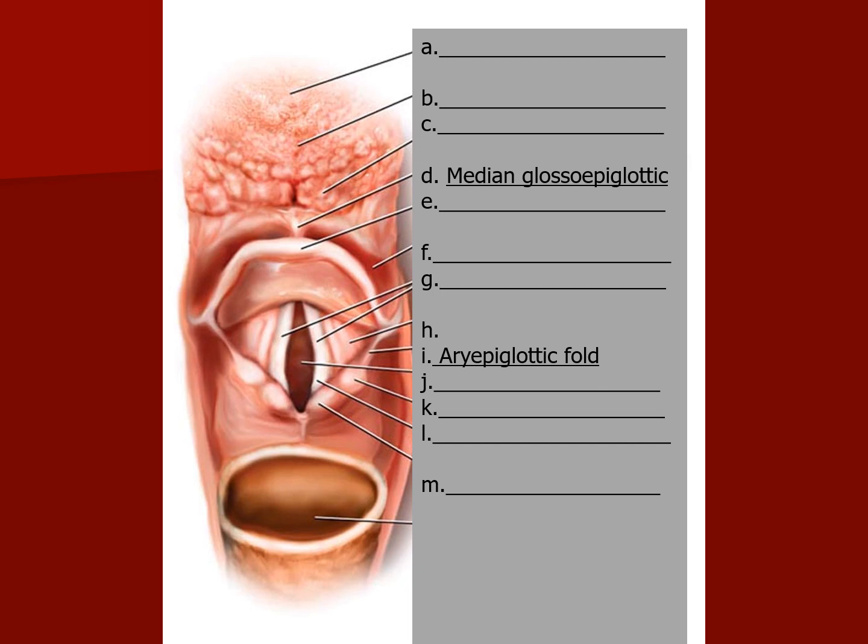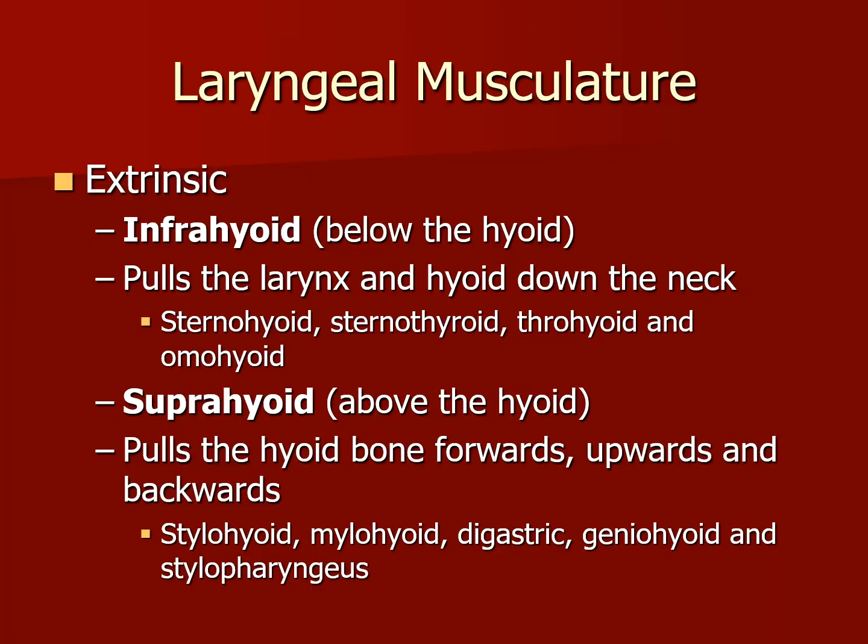I is the aryepiglottic fold, which is already written in there for you. J would be the glottis or the trachea, right? Please don't say trachea. Please say glottis, right? The space in between the vocal cords, just say glottis. That's what I'll be asking of you. The cuneiform cartilage would be K, the corniculate would be L, and then finally M would be your esophagus. So make sure you understand your structures as you go through there. They will be very helpful to you as far as landmarks go.